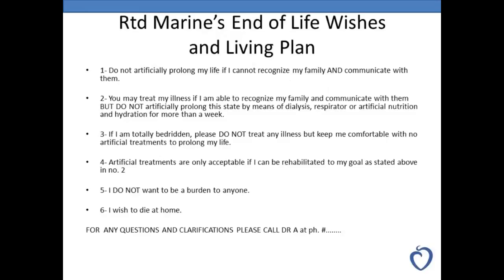Here's an example of what the advance directive or the document may look like after you have this conversation. So I had this conversation with this retired Marine who happened to be a family member. And he was in his 90s. He was slowly getting worse in terms of his ability to do things. And he actually voiced himself.